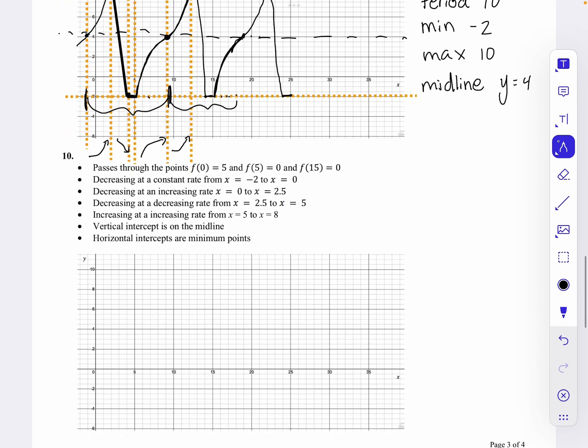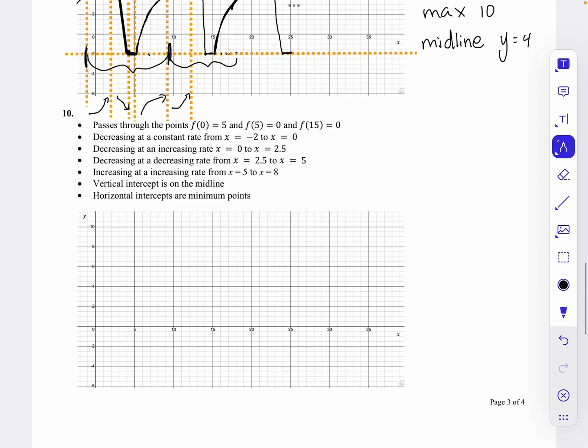Now on number 10, I'm not going to do this all the way out, but it's going to be similar. We're given some different information to begin with. In this case, we're given some points to start at that we want to make sure we include on our graph. We're also told that the vertical intercept is the midline. So in this case, we are given that the vertical intercept is 5 right here, and that's also the midline of your graph.